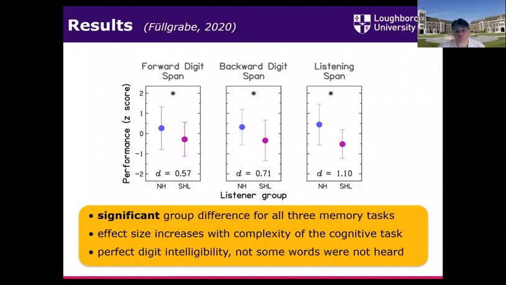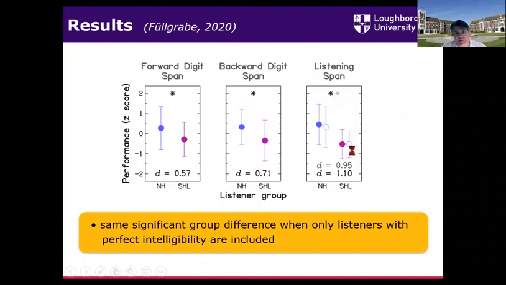Now, in the listening span condition, we found that some of our participants were unable to hear all the words that were used in the listening span task. And so we reconducted the statistical analysis, this time excluding all those listeners who did not have perfect intelligibility. And we found, shown here by these open symbols, that the results were virtually the same. So again, even though intelligibility was perfect in our two groups, we found a significant group difference on this particular memory task.